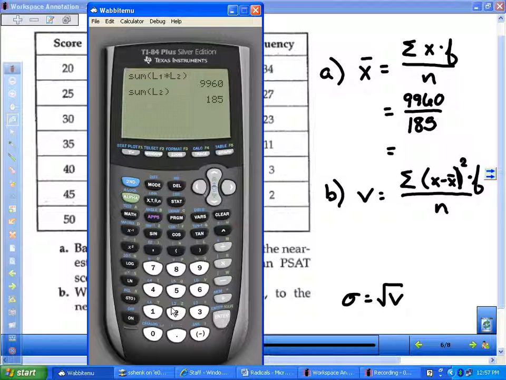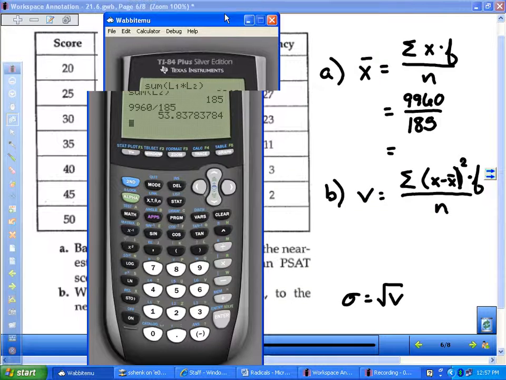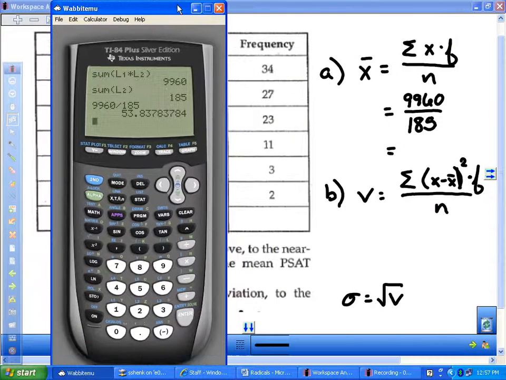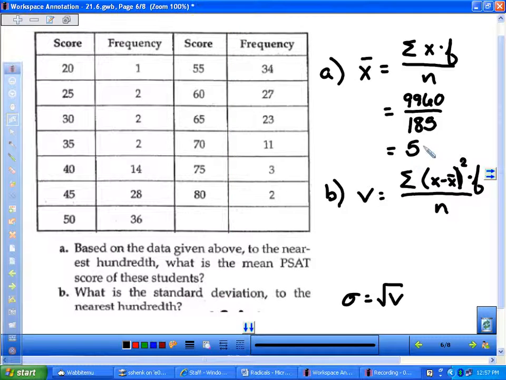Divide those out for me. What's 9960 divided by 185? What do they want here? Nearest hundredth. Nearest hundredth is how many decimal places? 2. 53.84. 53.84 is our average. Have I shown any unnecessary work there? Nope. All the work we've shown is necessary.